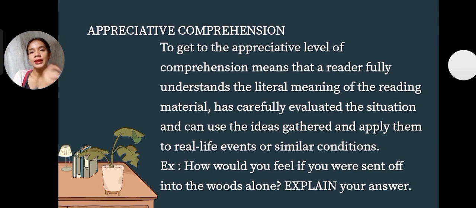So next is the appreciative comprehension. To get to the appreciative level of comprehension means that a reader fully comprehends or understands the literal meaning of the reading material. The reader also has carefully evaluated the situation and can use the ideas gathered and apply them to real-life events or similar conditions. Here, in the appreciative level of comprehension, the readers will answer the questions according to her or his personal reactions and personal reflections.